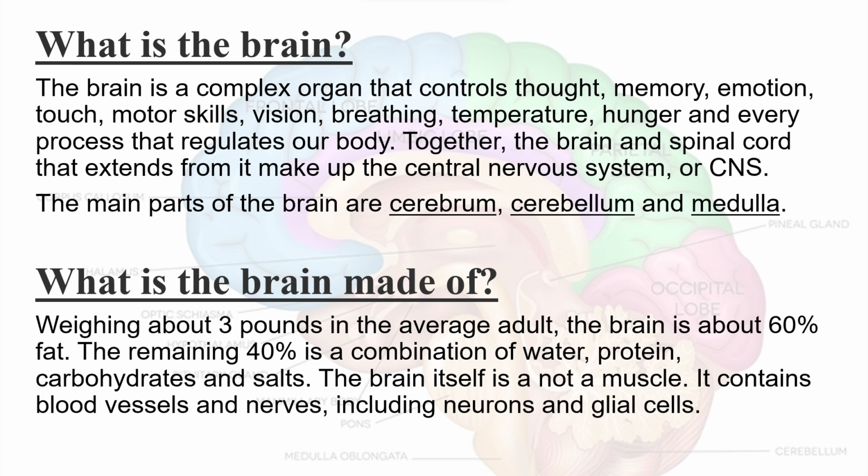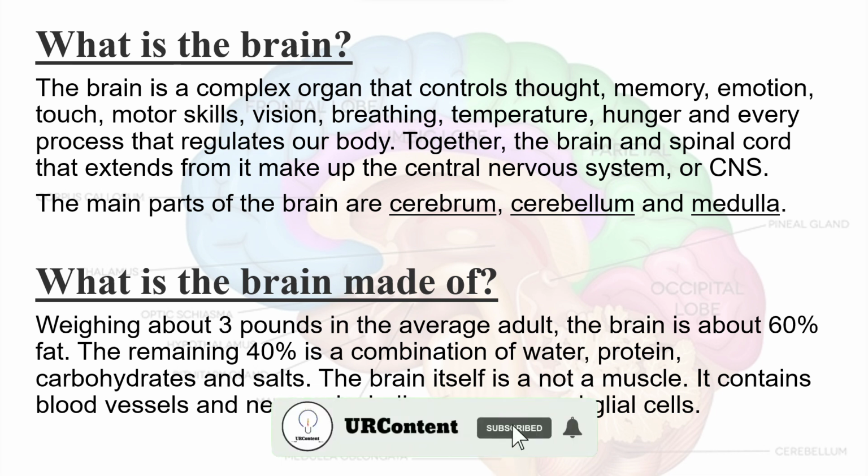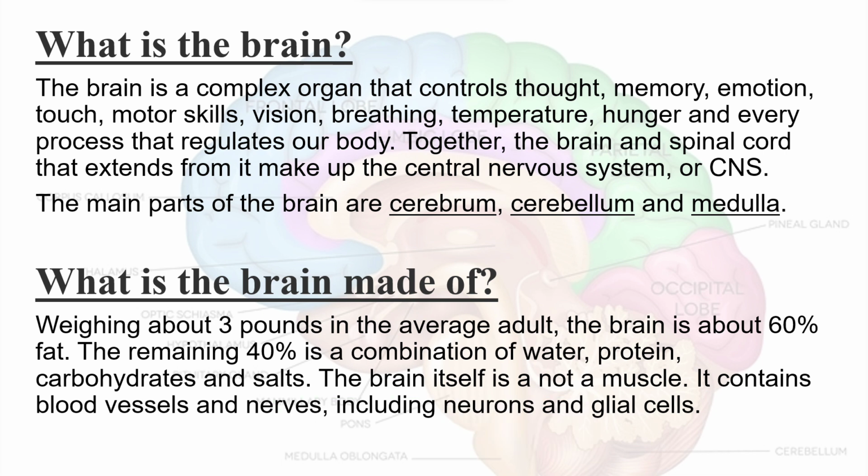What is the brain made of? Weighing about 3 pounds in the average adult, the brain is about 60% fat. The remaining 40% is a combination of water, protein, carbohydrates, and salts. The brain itself is not a muscle. It contains blood vessels and nerves, including neurons and glial cells.